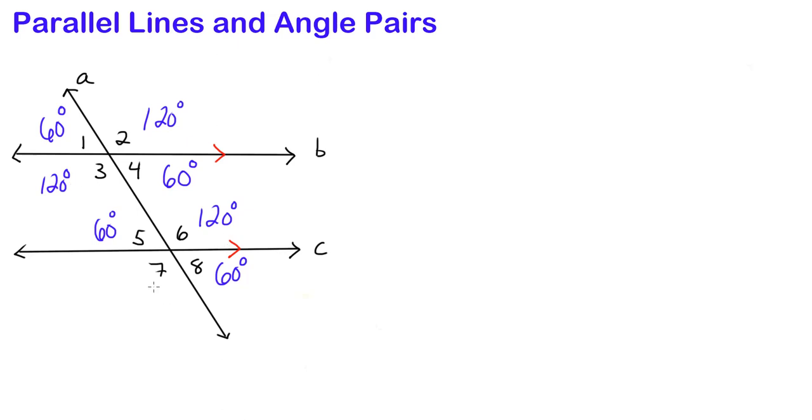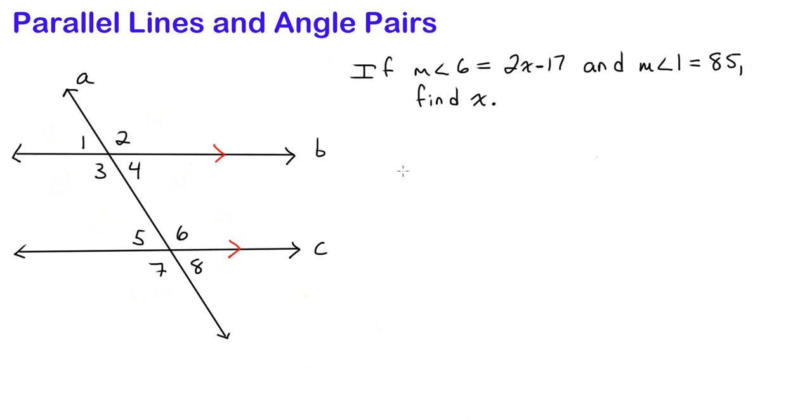And I know that angle 7 is vertical with angle 6, so it measures 120 degrees. Angle 7 is also corresponding with angle 3, and it's also alternate exterior with angle 2. So let's take a look at a few sample problems.